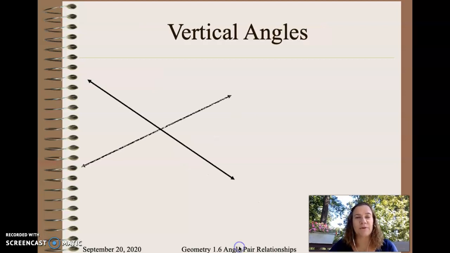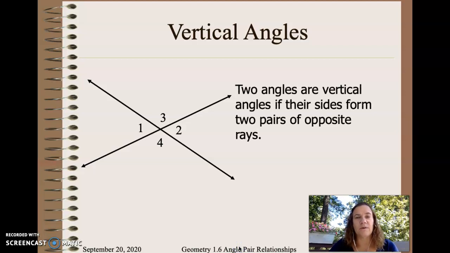When we're talking about vertical angles, we are using two intersecting lines. The angles across from each other, the angles that form two V's, are called vertical angles. 3 and 4 are vertical angles. Two angles are vertical angles if their sides form two pairs of opposite rays. Remember your definition of opposite rays.